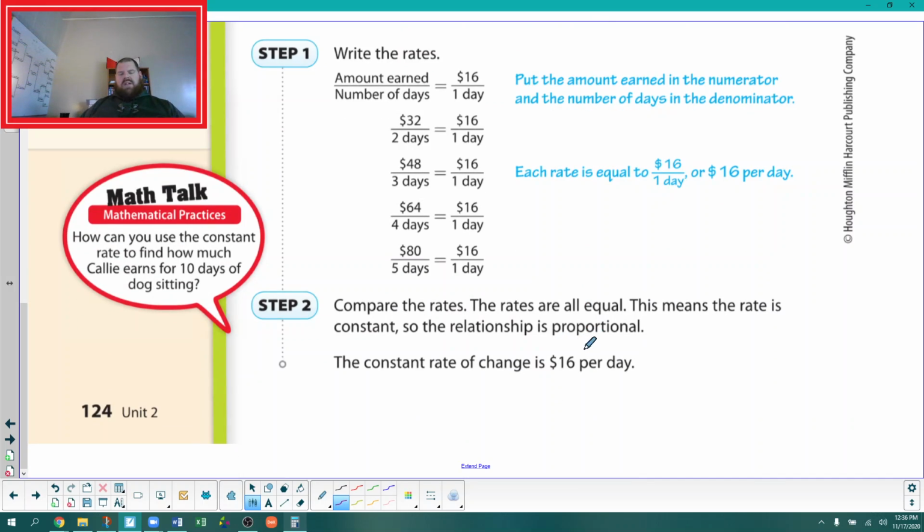And when you compare the rates, all the rates are equal to 16/1, which means that the rate is constant, and the relationship between amount and time, amount of money earned and number of days, is a proportional relationship because it has a constant rate of change of $16 every day.